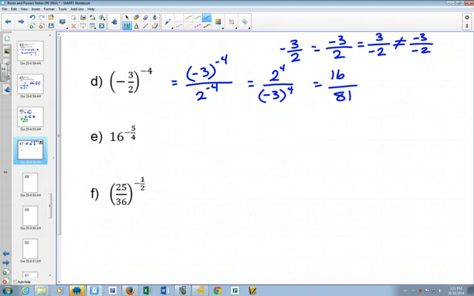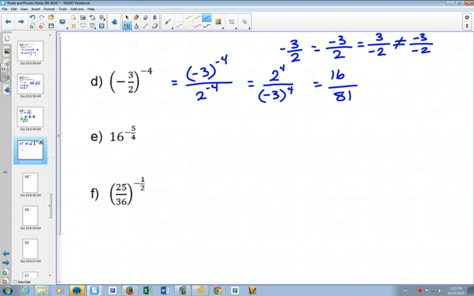Because we're using the negative exponent rule. The negative exponent rule says if you have a negative exponent in the numerator, you write the reciprocal in the denominator with the positive exponent. And here I have 2 to the negative 4. It becomes 2 to the positive 4 when it gets flipped up.